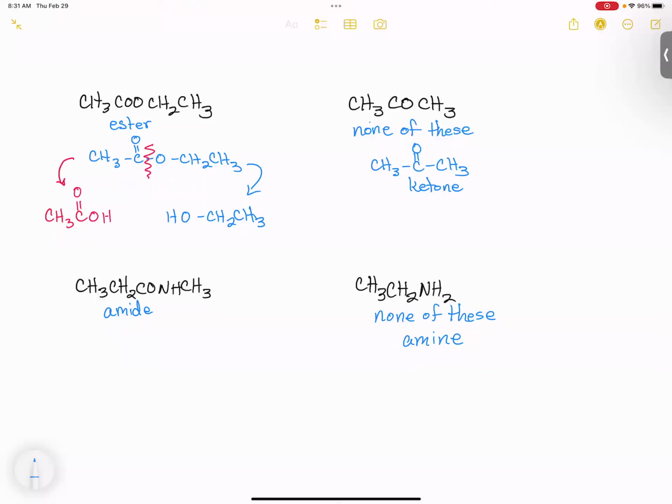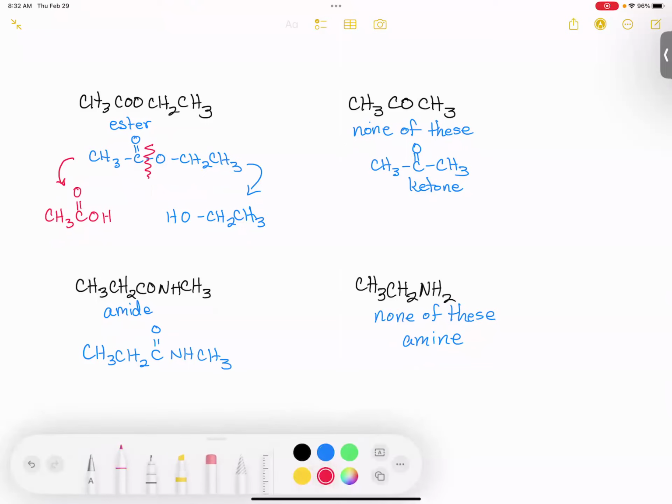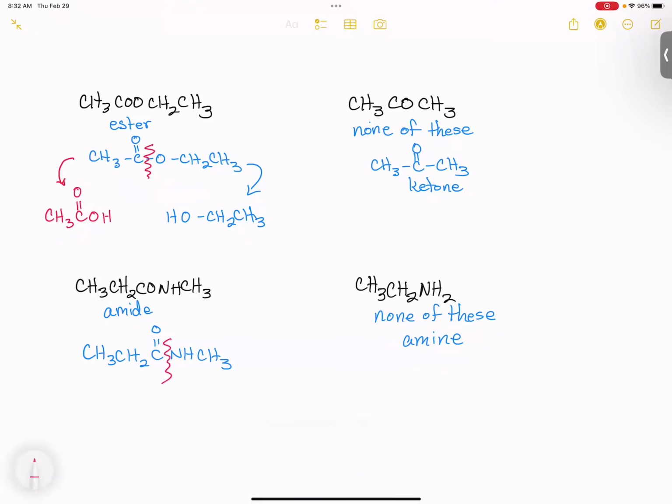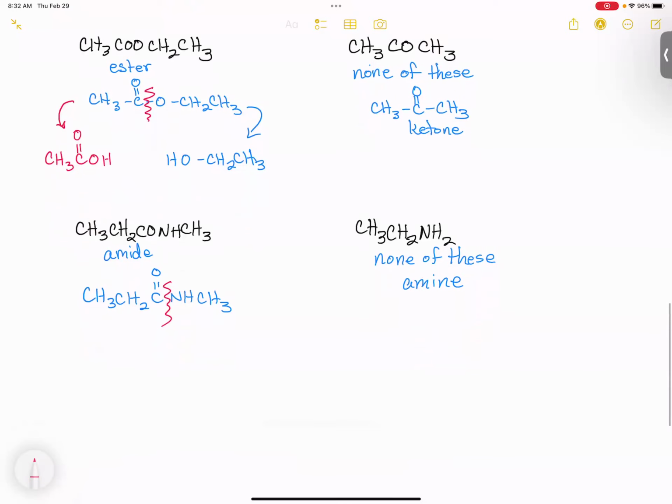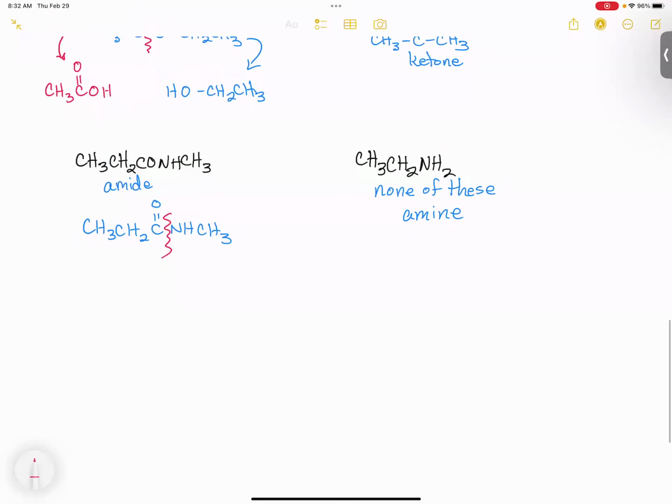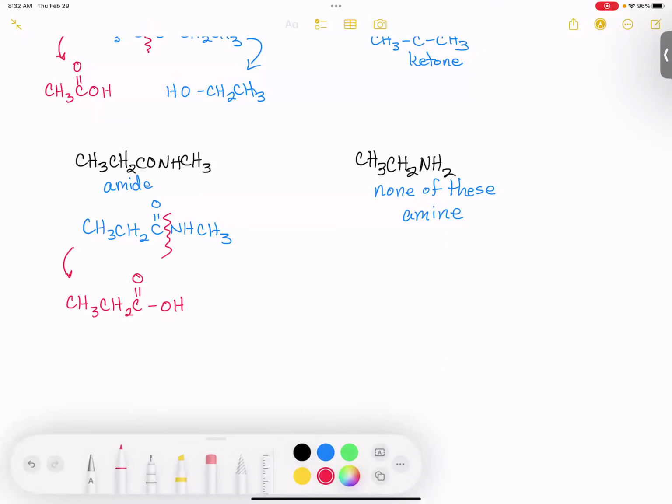The next one in line is an ester. It's easier to see if you draw out the molecules: CH3, CH2, C double bond O, NH, CH3. Again, we're going to break it right between the C double bond O and the NH group. To the C double bond O side, we will add a hydroxide, so this is CH3, CH2, C double bond O, OH. We added the hydroxide group, and then to the other side, we'll add a hydrogen.